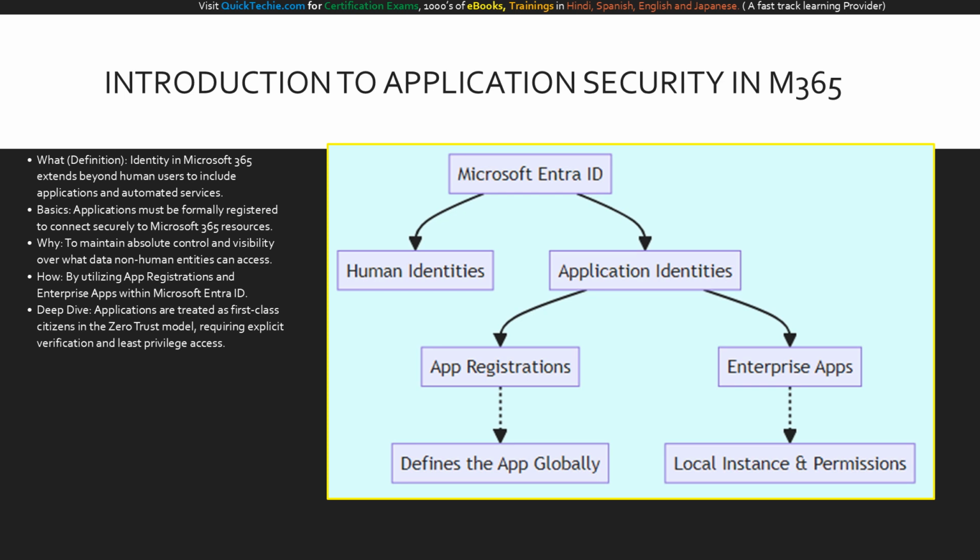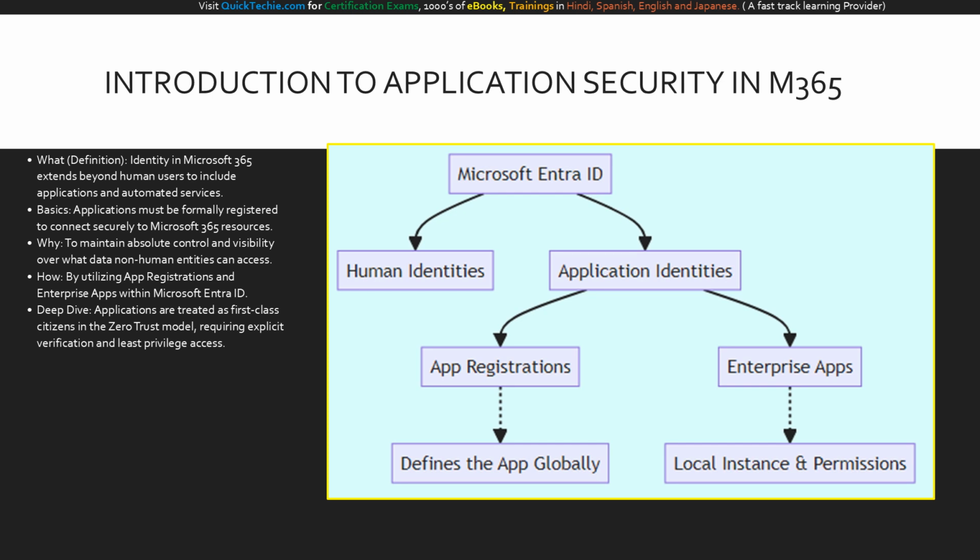When we discuss Microsoft 365 security, we naturally focus on human identities. But in today's cloud environment, applications are accessing your data constantly. Identity extends beyond just human users to include applications and automated services. If we don't manage these application identities with the same rigor as our employees, we leave a massive backdoor open.